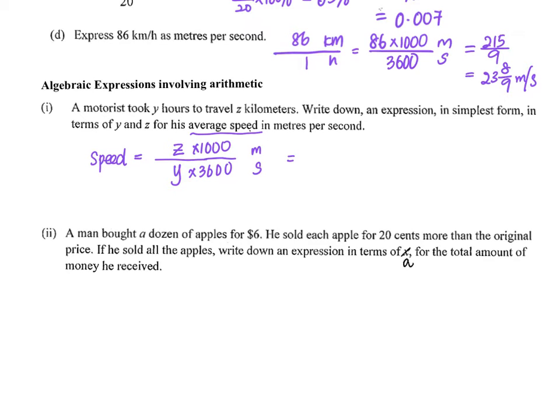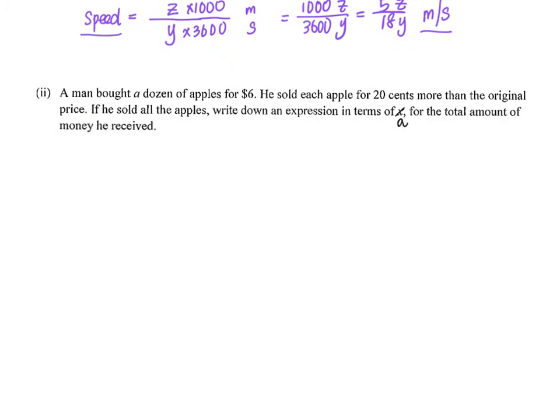Now I write this as an expression. So it'll be 1,000 Z over 3,600. Can we simplify the 1,000 and the 3,600? 5 over 18. Z is on the numerator, Y is in the denominator. Units, meters per second. Write a description. Show the working at the units.